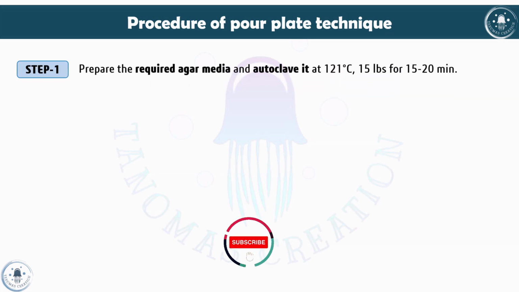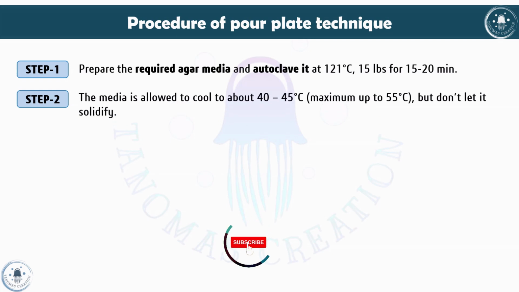In step 1, you prepare the required agar media first and autoclave it at 121 degrees Celsius, 15 lbs, for 15 to 20 minutes. After that you allow this media to cool down in the conical flask only, to 40 to 45 degrees Celsius, but you need to make sure that you do not let it solidify. You just cool it down to 40 to 45 degrees Celsius.